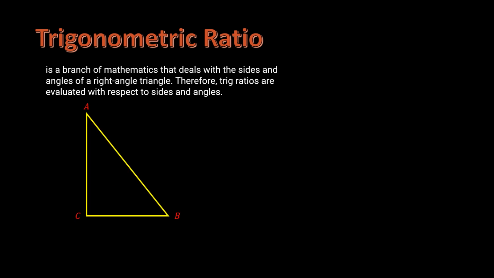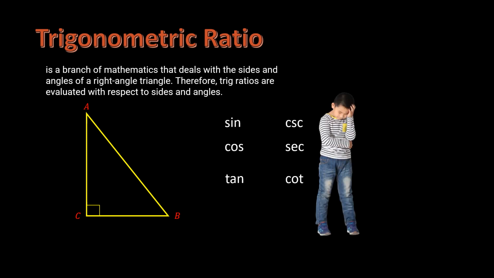For a triangle ABC, which has a right angle at C and two acute angles A and B, the six trigonometric ratios are sine, cosine, and tan, and we have cosec, secant, and cotan. But the main question is, how can I find these six trigonometric ratios? Take a right-angled triangle, for example ABC, which has a right angle at C and two acute angles A and B.